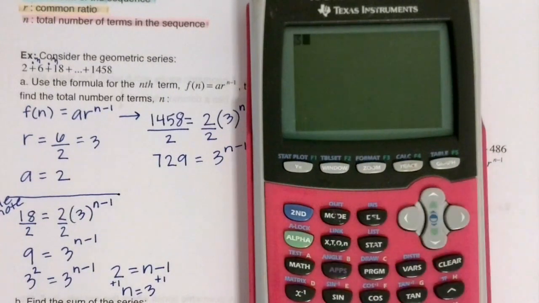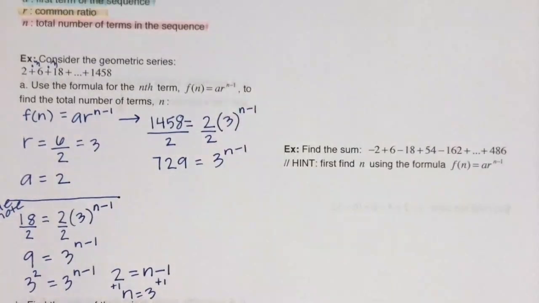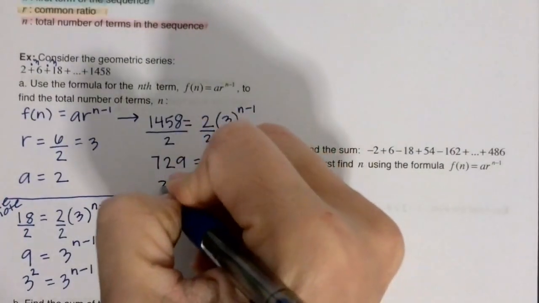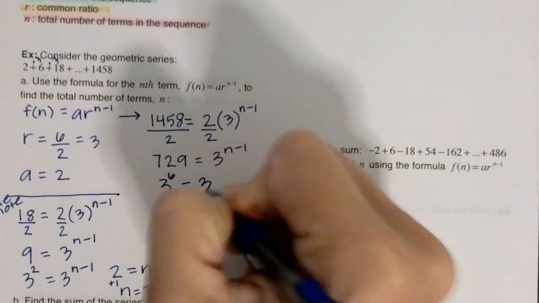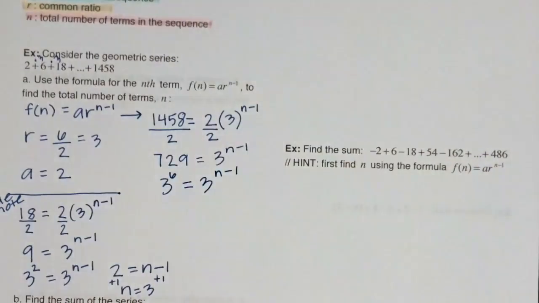So let's see, 3 to the second power we know is 9. 3 to the third power is 27. 3 to the fourth power is 81. 3 to the fifth power is 243. And 3 to the sixth power is 729. Woohoo, it's a power of 3. So instead of writing this as 729, we're going to write it as 3 to the sixth power and 3 to the n minus 1.